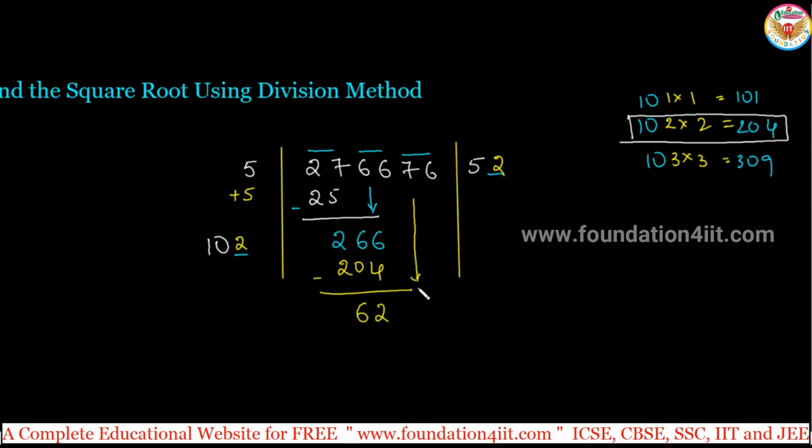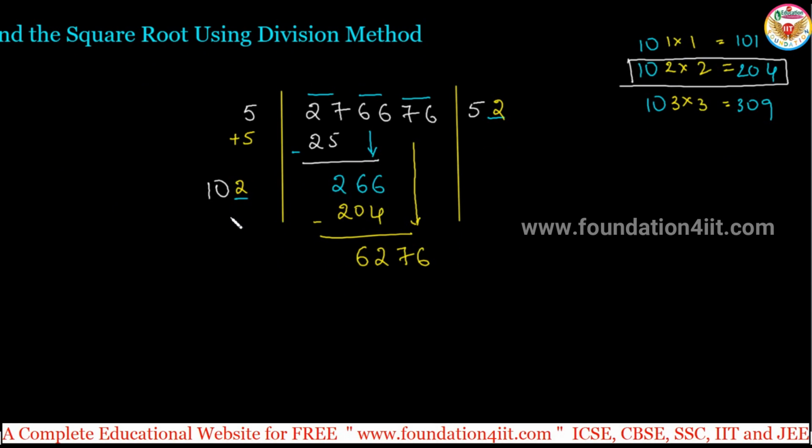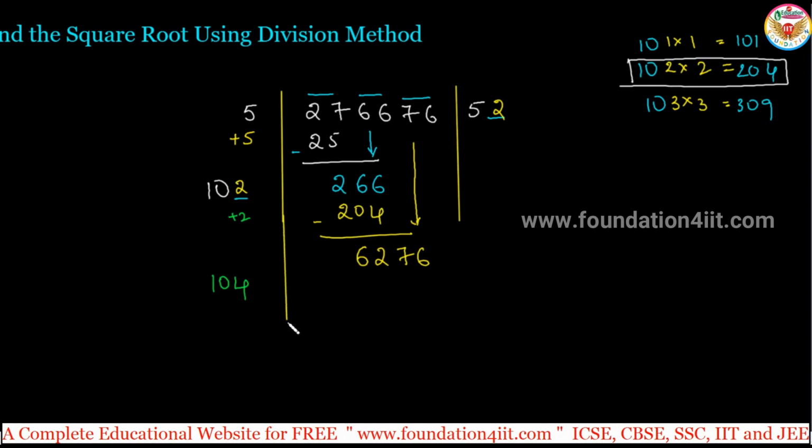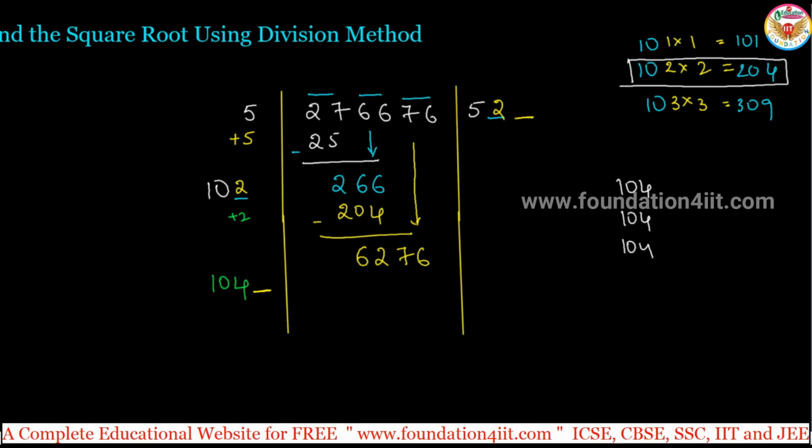Next, bring down the pair, that is 76. So we need to add the units place again. The units place is 2, right? Another 2 we can add. 102 plus 2 is 104. After getting 104, now see the rough work here. This is 6276. Here these two places must be the same. I am keeping the same color for them. That means 104 is fixed. This 104 must be fixed, and then the next place.